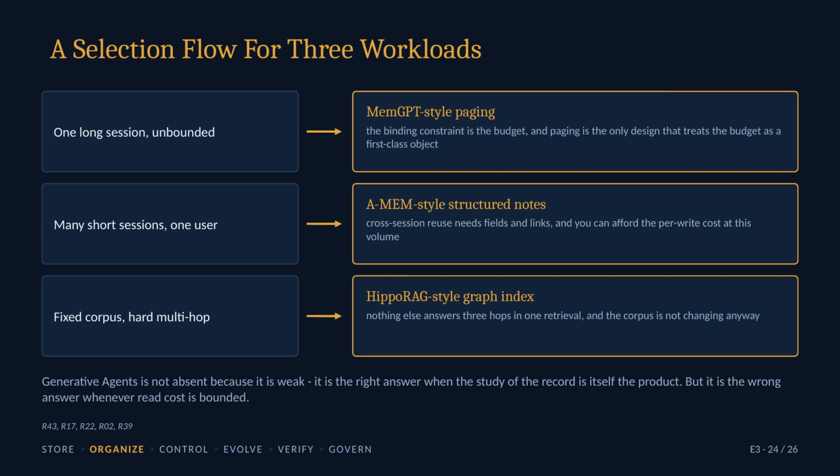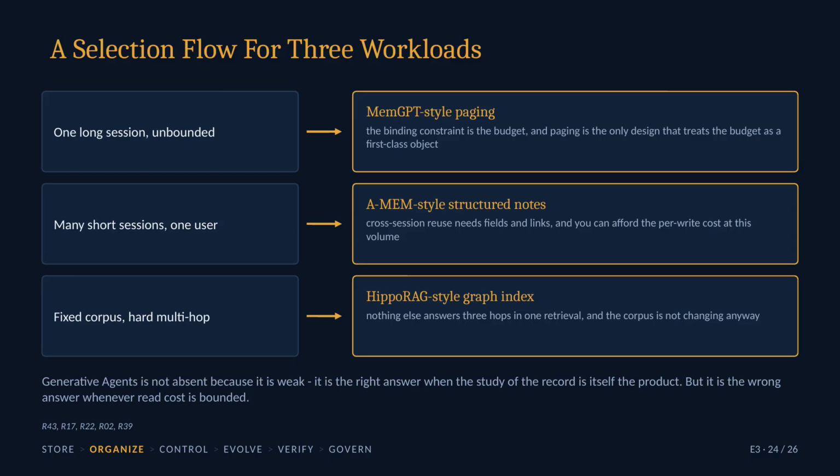So, 3 concrete workloads. 1 long unbounded session, take MemGPT style paging, because the binding constraint is the budget and that is the only design here that treats the budget as a first-class object. Many short sessions with 1 user, take A-MEM style structured notes, because cross-session reuse needs fields and links, and at that volume you can afford the per write cost. A fixed corpus with genuinely hard multi-hop questions, take a graph index, because nothing else answers 3 hops in 1 retrieval and the corpus is not changing anyway.